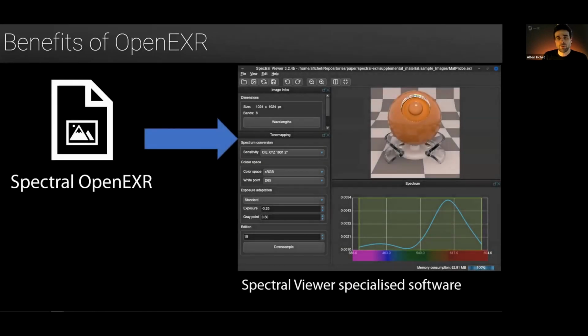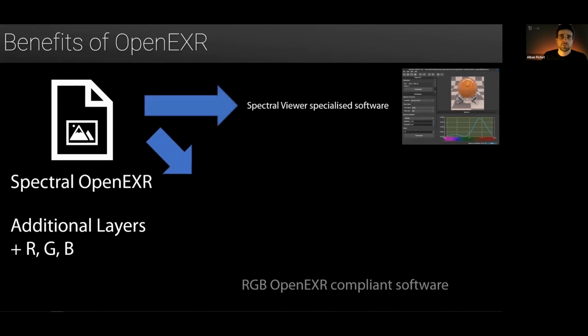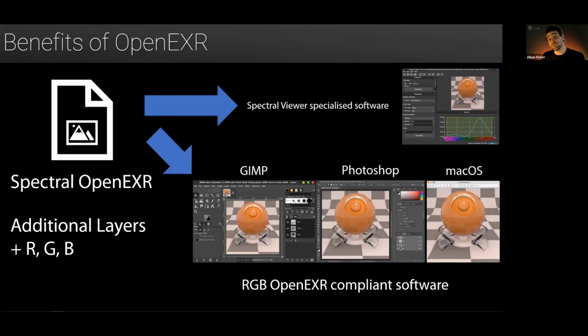If we open the image we've crafted before in our specialized software called Spectral Viewer, obviously all the spectral information is accessible. But now, if we add additional R, G, and B layers, we can make this same file readable by any OpenEXR compliant software. Here, for instance, with GIMP, Photoshop, or the macOS image viewer. And I stress that, but that's the very same file.